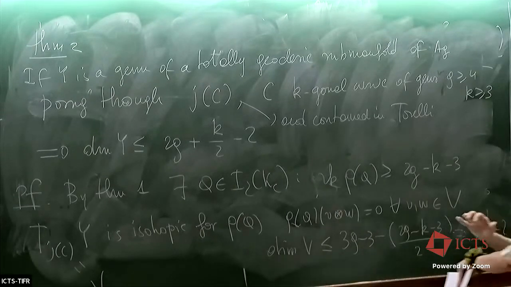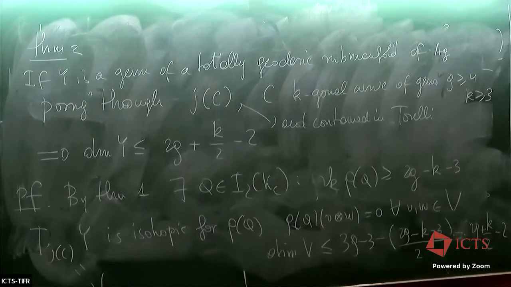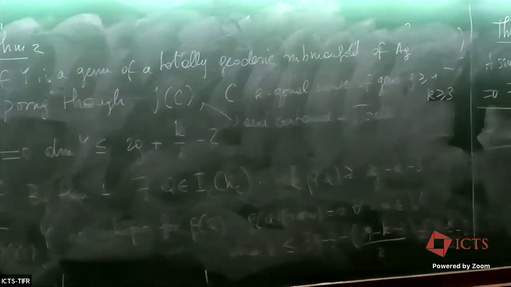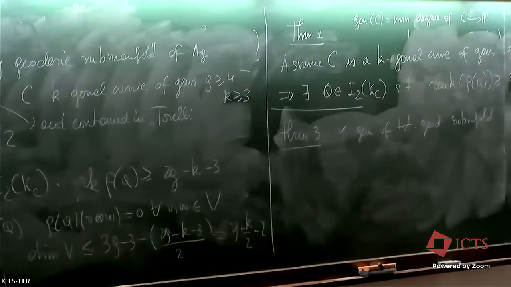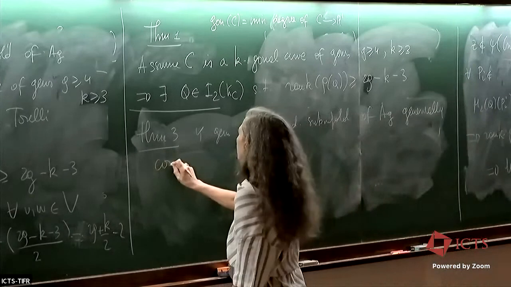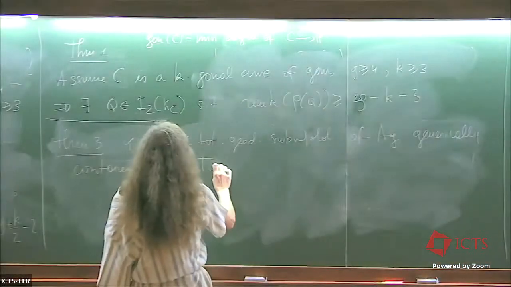Okay, then in the last minute, I just proved the result. The result now follows by this observation that I made before, that the general gonality. The result is the same as the theorem that I wrote here, that a germ of a totally geodesic submanifold Y of A_g, generically contained in the Torelli locus.